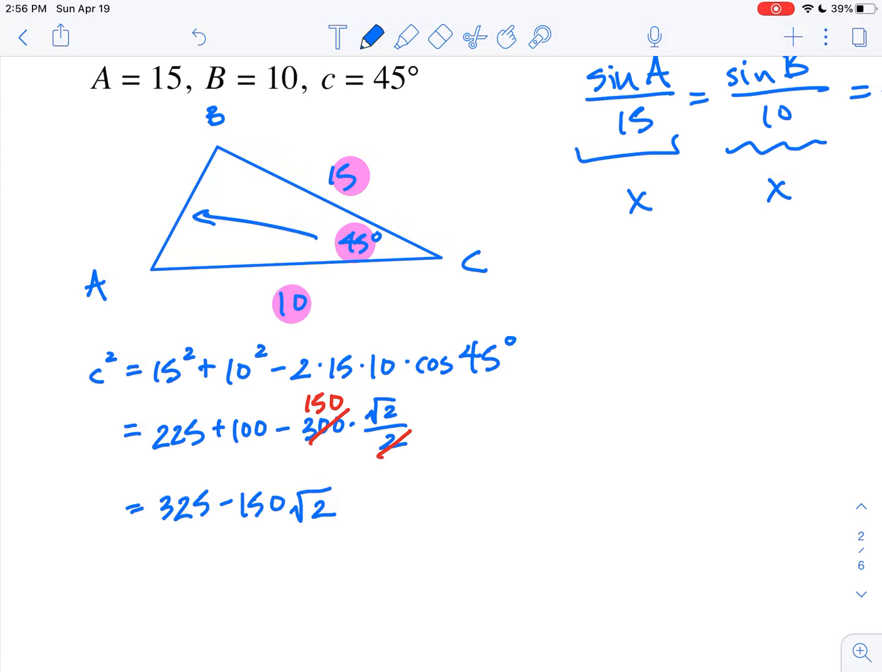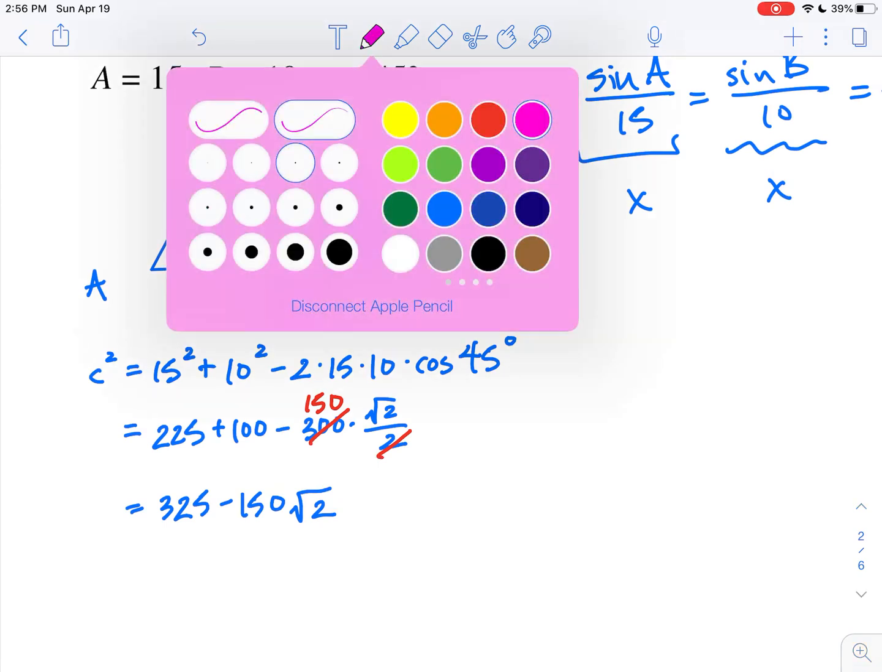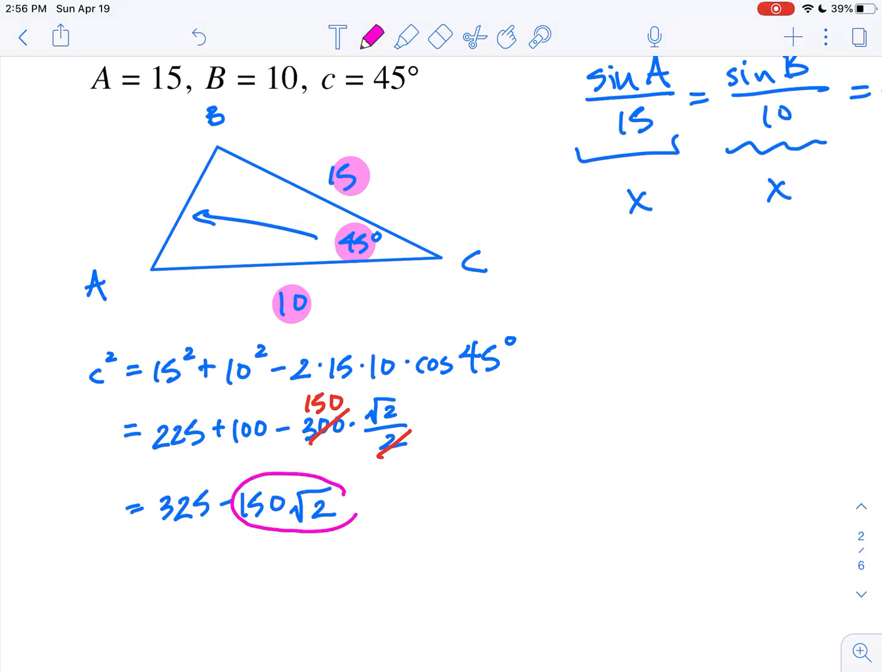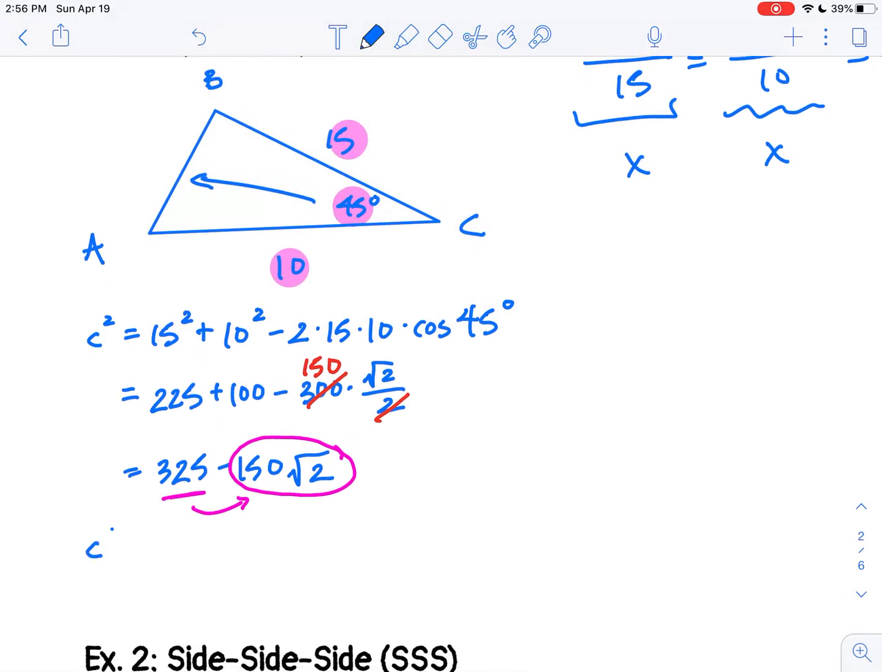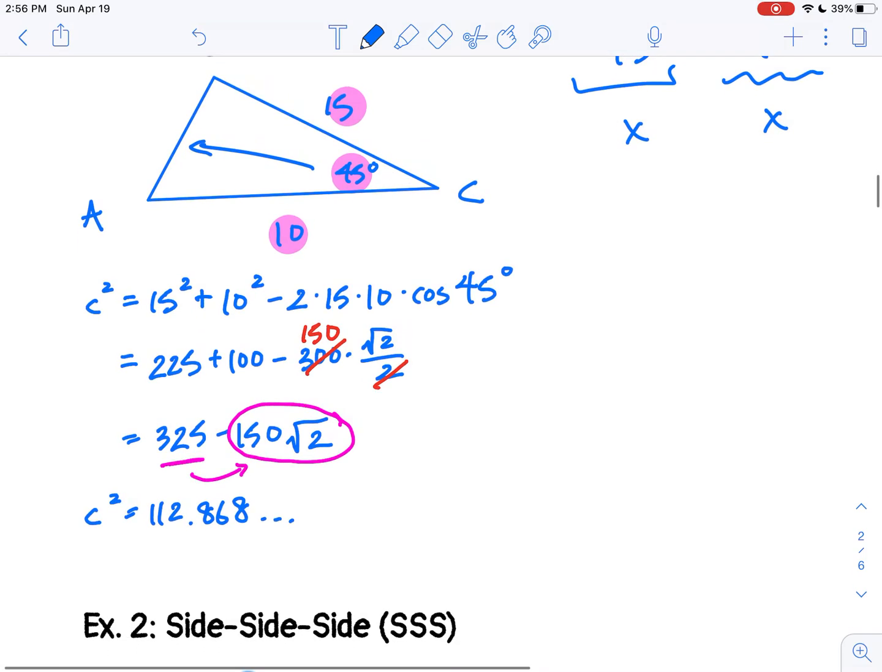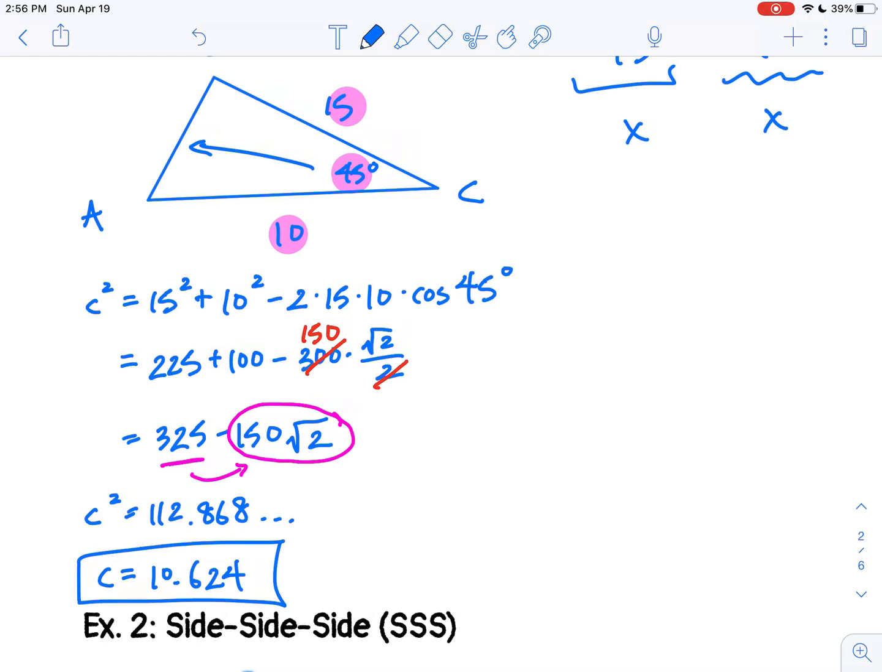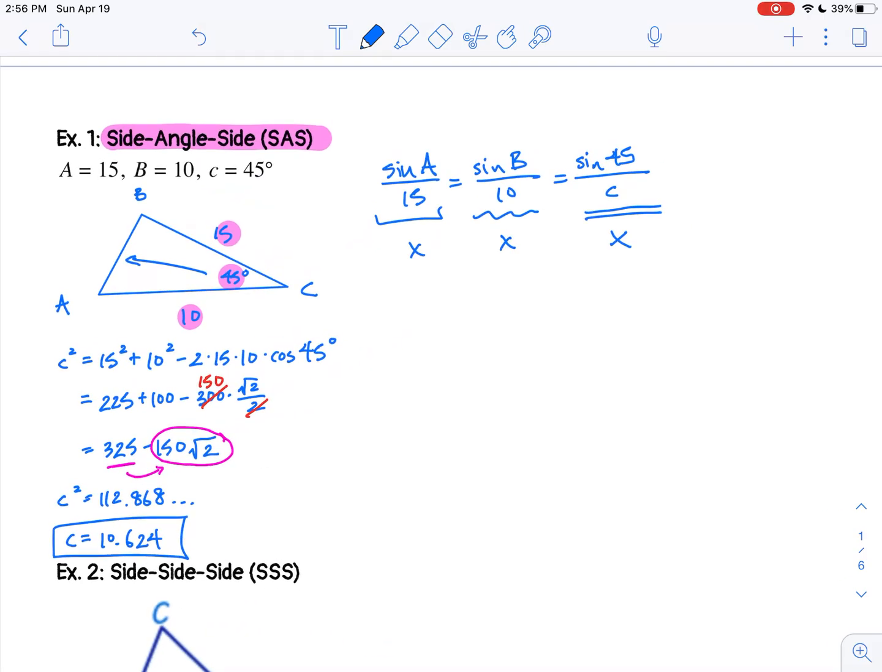Now, when I do these, I want to make sure I do the multiplication first, meaning that I've got to multiply that out, and then I can do that minus that, okay? So when I do that, I'm going to get c squared equals 112.868. Okay? And then I want to make sure that I take the square root, so I'll get my actual c value, not c squared. So when I take that square root, I get 10.624, and that represents the length of side c.